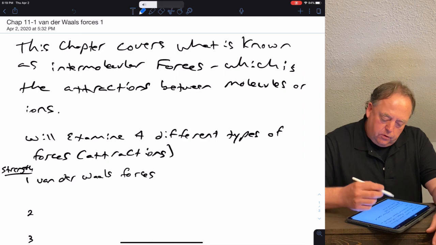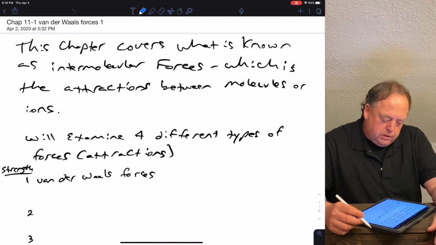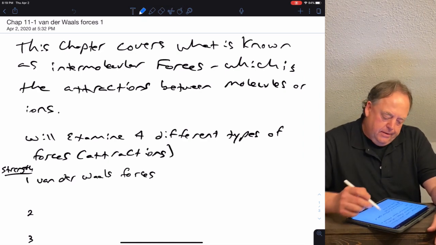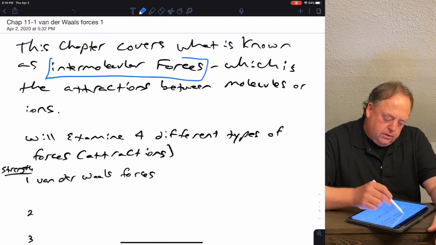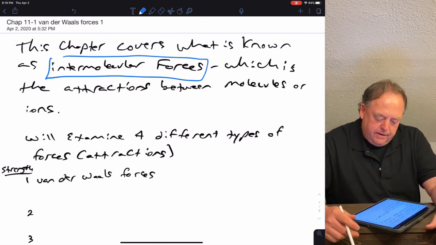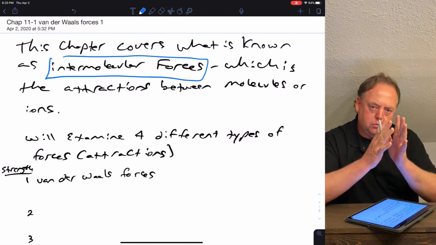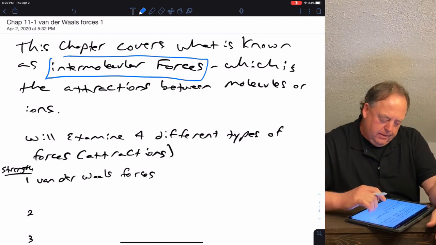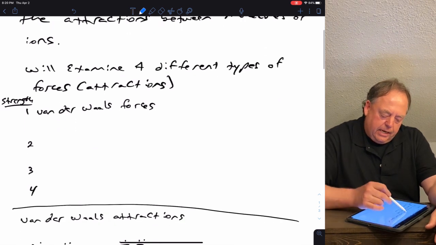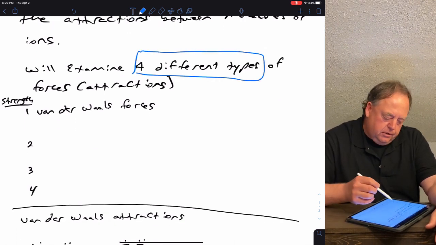This is the first lecture in this chapter, over what is known as intermolecular forces. Intermolecular forces is basically just a fancy word for saying the attractions between two molecules. So if you've got two molecules, what are the attractions between them? We're going to examine 4 different types of intermolecular attractions.